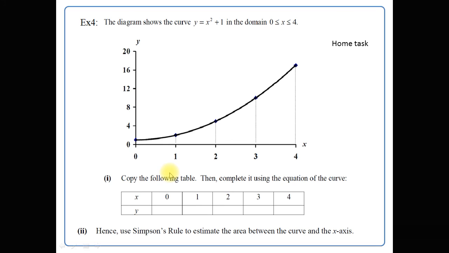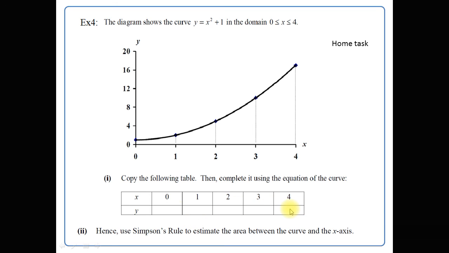Now complete this table, and putting all these values in the given formula, you will obtain the approximate area for this function. The value of x is 0, so the value of y is 1. Putting x is equal to 1, the value of y is 2. Putting x is equal to 2, the value of y is 5. Putting x is equal to 3, the value of y is 10. Putting x is equal to 4, the value of y is 17.